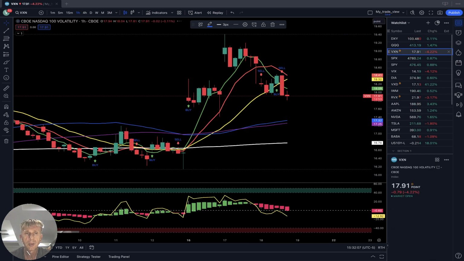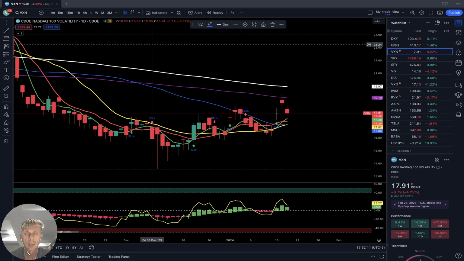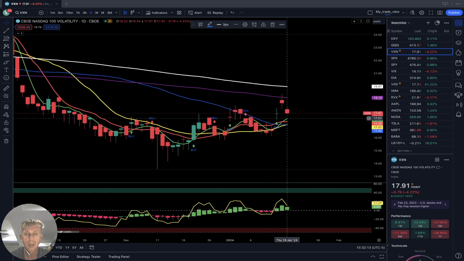VXN, volatility index for NASDAQ. Still last bar above SMA 5, 10, and 20, still in the bullish territory. It is bearish for QQQ.